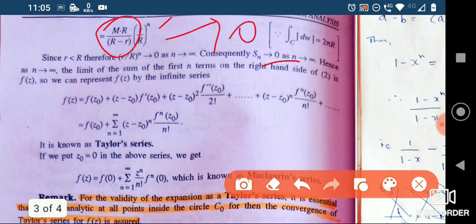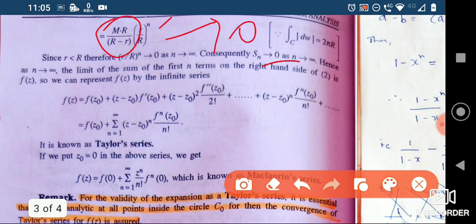Hence as n tends to infinity, the limit of the sum of the first n terms of the right hand side of 2 is f of z. So we can represent f of z by an infinite series. The sum of the first n terms of the right hand side of 2 is f of z.